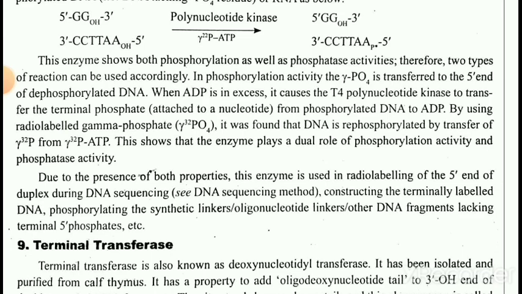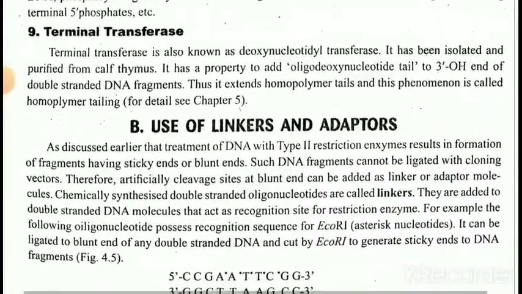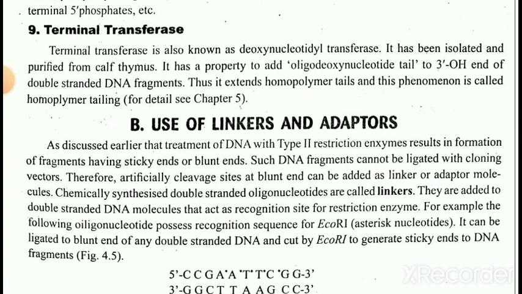9. Terminal transferase. Terminal transferase is also known as deoxynucleotidyl transferase. It has been isolated and purified from calf thymus. It has the property to add an oligodeoxynucleotide tail to the 3' OH end of double-stranded DNA fragments. Thus it extends homopolymer tails, and this phenomenon is called homopolymer tailing. For details see Chapter 5.